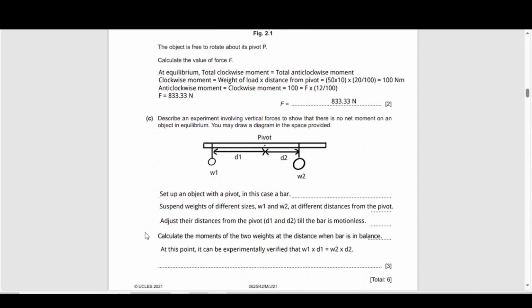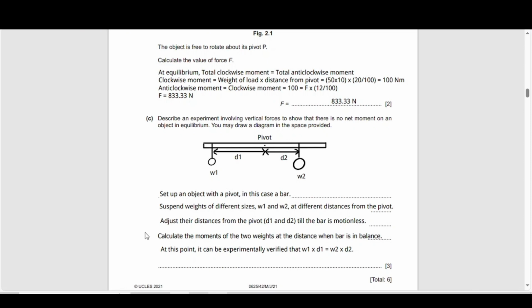So if I look at question C, describe an experiment involving vertical forces to show that there is no net moment on an object in equilibrium. You may draw a diagram in the space provided. To be able to design an experiment where you want to show that there is no net moment, I think the key thing is, you're going to need an object balanced on a pivot, so it can move around freely on either side. You're going to need forces that are going to cause a clockwise and an anti-clockwise moment.